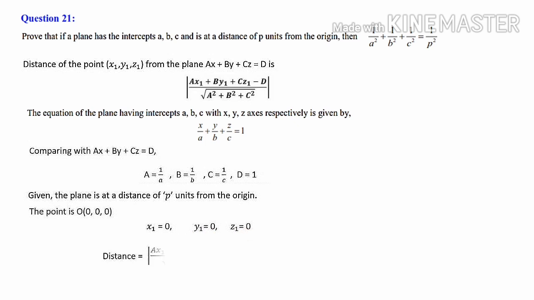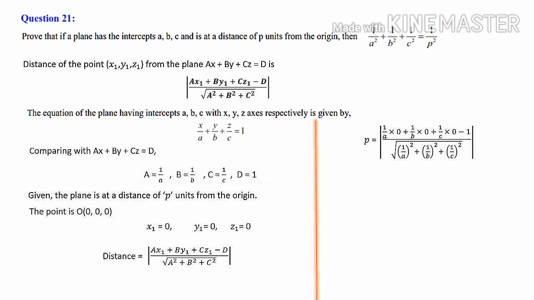Let's substitute it in the distance formula, that is modulus of Ax1 plus By1 plus Cz1 minus D divided by root of A square plus B square plus C square. Distance is given to us, p is equal to 1 by a into 0, 1 by b into 0, 1 by c into 0, then here it is minus D, that is minus 1, divided by root of A square plus B square plus C square, that is 1 by a square plus 1 by b square plus 1 by c square.